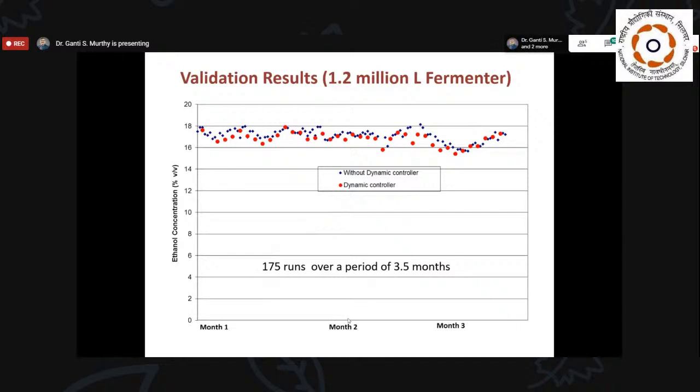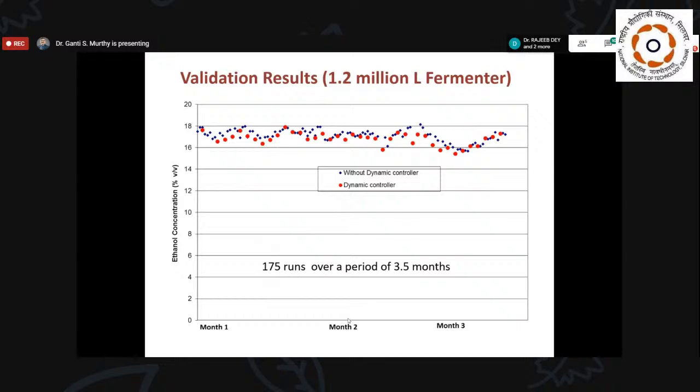You can see that this represents two of their fermenters and one with the dynamic controller. In all cases, we had statistically similar results. Now you may say, okay, you got statistically similar results, you are implementing this very complicated controller that very few understand, but maybe you can train them to do this. What is the advantage? The advantage is that when we used the dynamic controller in real plant operation during the 3.5 months, over 171 runs, it used 25% less enzyme. In the lab, it used 50% less enzyme, but in the field, in the 1.2 million liter fermenter, it used 25% less enzyme than the other two fermenters. That represents a huge margin for them.